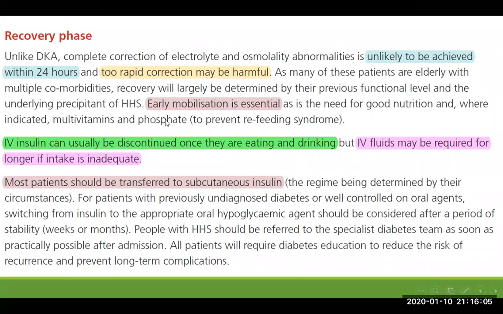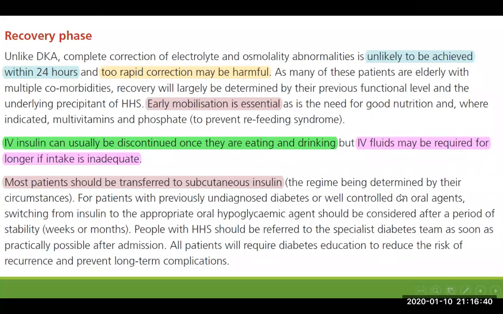The intravenous insulin can usually be discontinued once the patient is eating and drinking, and this is different from DKA, because in the case of DKA we shift to subcutaneous insulin once the DKA is resolved by the ketone body and so on. But in the case of hyperosmolar hyperglycemic state, the intravenous infusion can be discontinued once the patient is eating and drinking. But intravenous fluid may be required for a longer period. Most patients should be transferred to subcutaneous insulin.